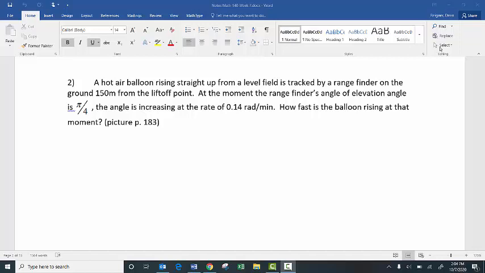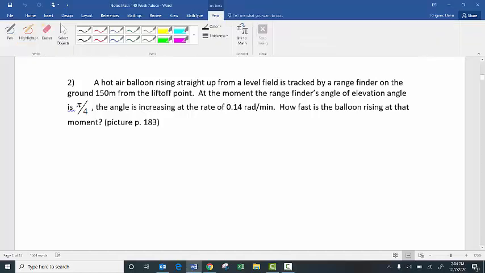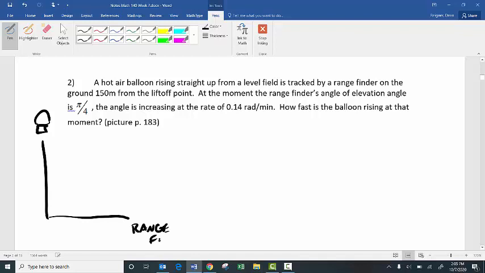Okay, example 2. I think we have to do example 2 and 3, and then one other thing on linearization, and then this video should be fairly short. This one, you have a balloon that's going up in the air, and there's a rangefinder over here. Could be a rangefinder. Camera is a very popular kind of thing. So there's the rangefinder. And then you can see this one makes a right triangle also.